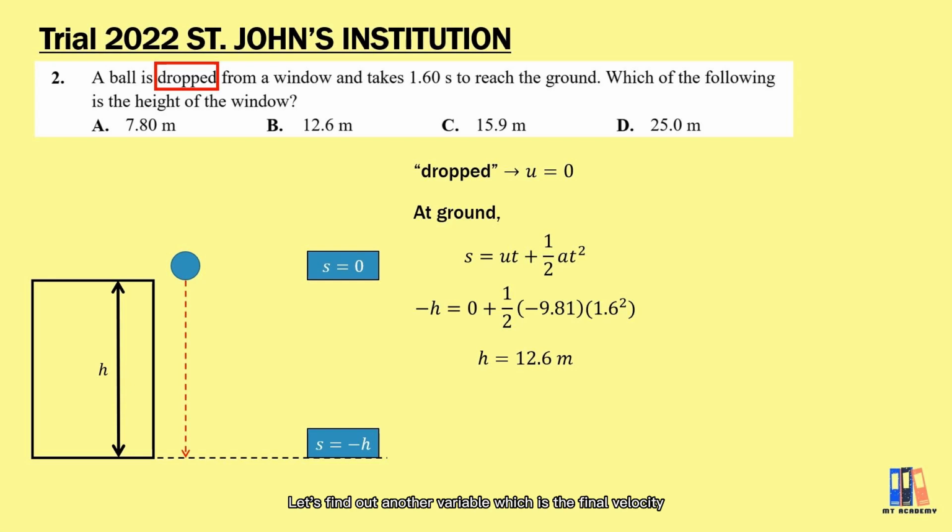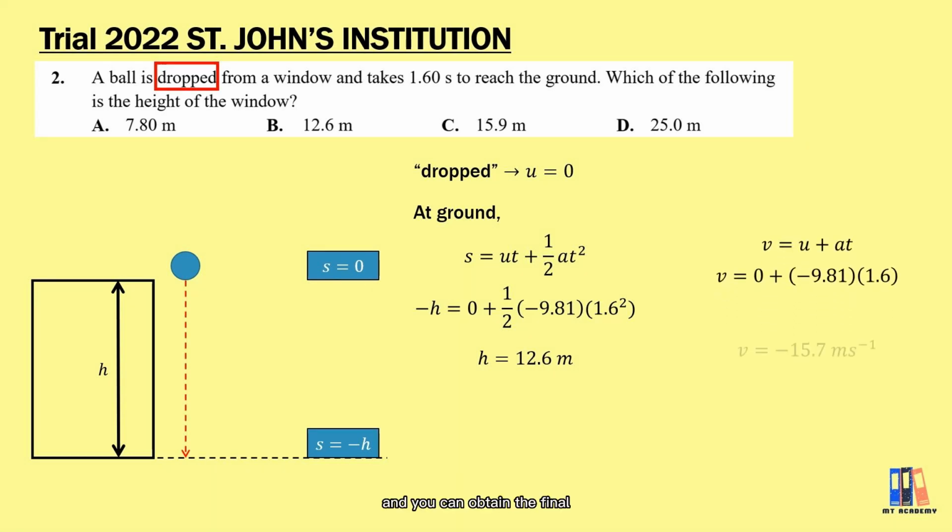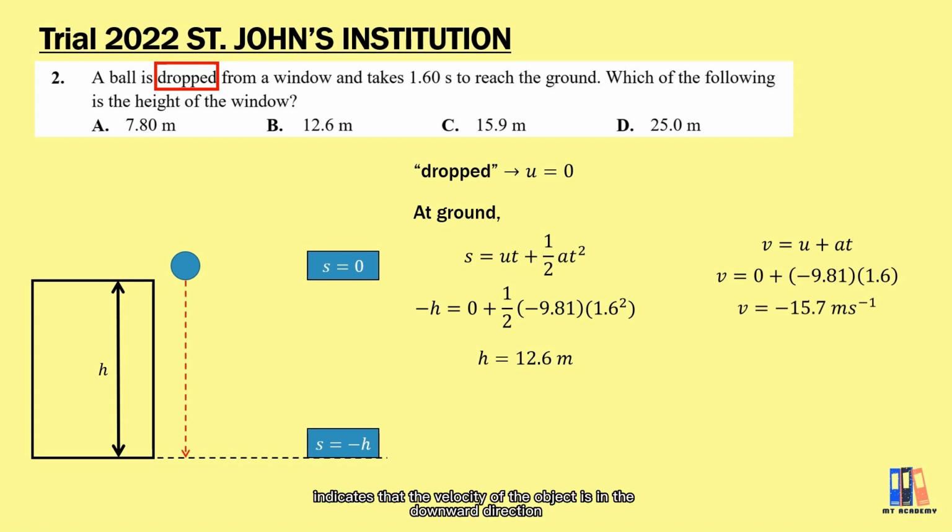So let's find out another variable, which is the final velocity when the ball reaches the ground. Let's say we don't have the value of the displacement. So what is the formula that we can use to obtain the final velocity? We have the u, a, and t, so we can use the formula of v is equal to u plus at. Put in the value and you can obtain the final velocity is equal to negative 15.7 meters per second. The negative here indicates that the velocity of the object is in a downward direction.